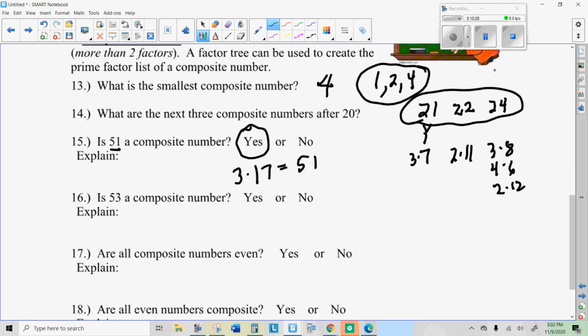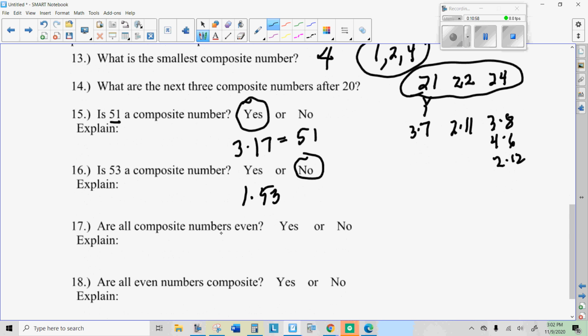How about 53? Try that. I couldn't find one for that. So 1 times 53 is the only way I could figure out how to get 53. I tried dividing it by 3. I tried dividing it by 7. I'm not going to divide it by 5 because it's not a multiple of 5. That's pretty easy to tell because it doesn't end in 0 or 5. It's also not divisible by 9 or 11. So I'm pretty sure that's prime.